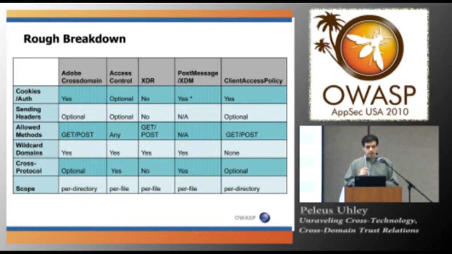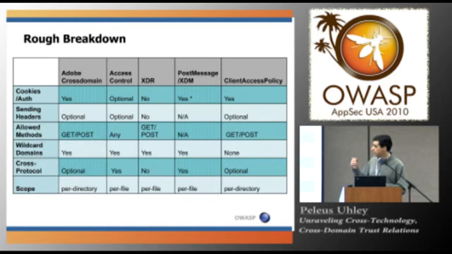But each group has a slightly different philosophy as far as what type of methods are allowed, whether headers are allowed, whether they support wildcard domains, whether it allows cross-protocol, what the scope is of it. So for instance, with Flash and Silverlight, you can get a refinement down to per directory. With HTML5, you can actually get refinement down to the file. XDR will not allow cross-protocol at all, just as a general philosophy, whereas some of the other ones will allow cross-protocol, just not by default.